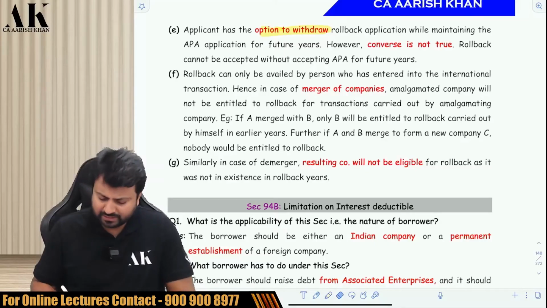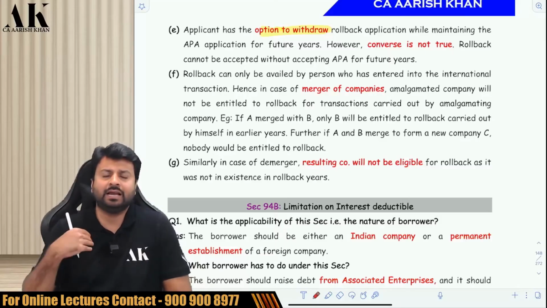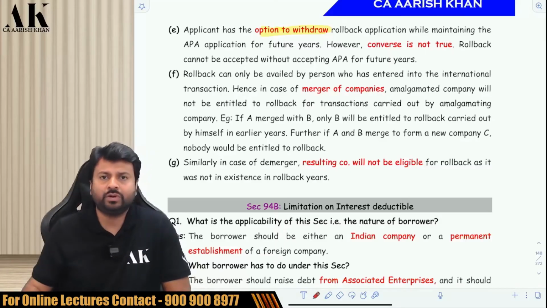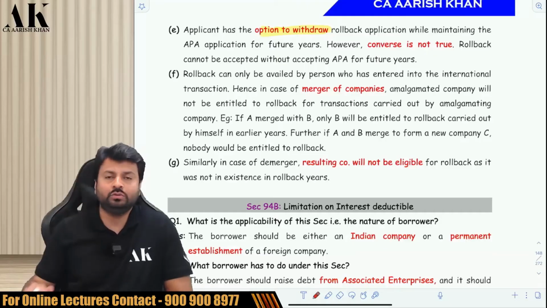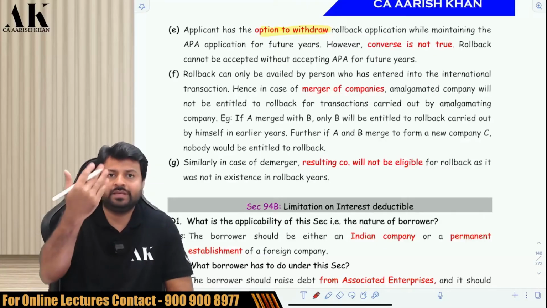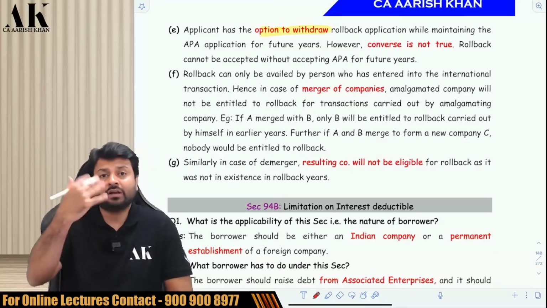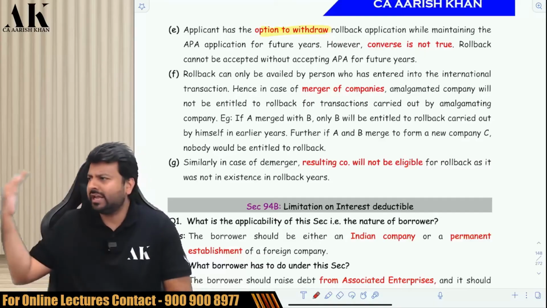Next, how will rollback be applicable in case of merger? Merger means there is an amalgamation of 1 or 2 companies. How will rollback be applicable in that case? Suppose for example, I am A Limited and you are B Limited, and I am acquiring you. Then I can go for rollback because I was the applicant making the application for future year. So I am acquiring you, I am making the application for future year, and I can also go for past year.